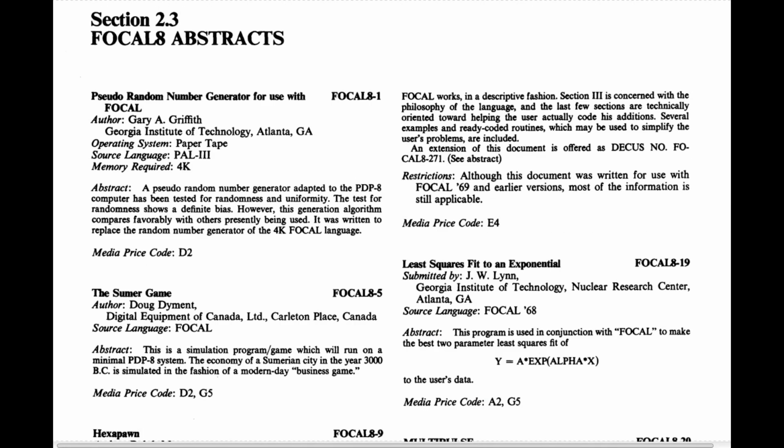One of the things you'll see on this first page, right off the bat, the Sumer Game by Doug Diamond. This is Hammurabi, and it was on every timesharing system in the 70s, and of course found its way into 101 BASIC Games, edited by David Ahl when he was still working at DEC.